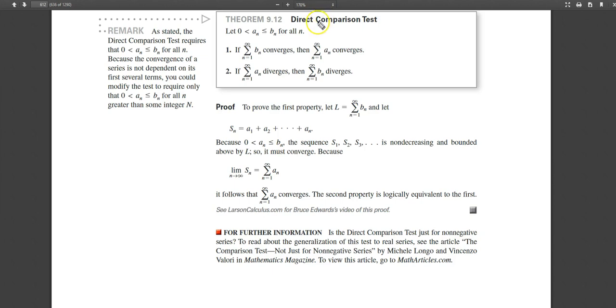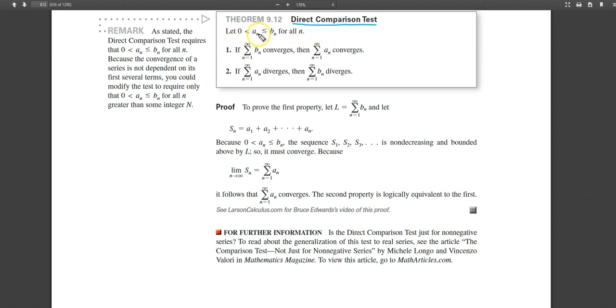In this video, we're going to take a look at another comparison test to determine when series converge or diverge. Now, this test is called the direct comparison test. So this test makes the following statement.